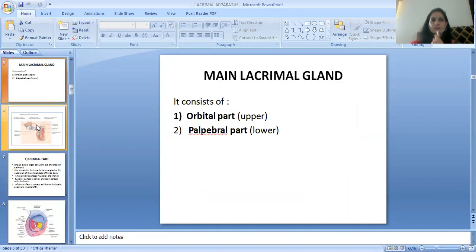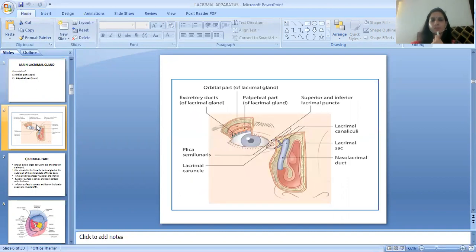First, lacrimal glands. The main lacrimal gland consists of the orbital part, the upper part, and the palpebral part, that is the lower part. Here is an image in which you can see the orbital part and palpebral part of the lacrimal gland.